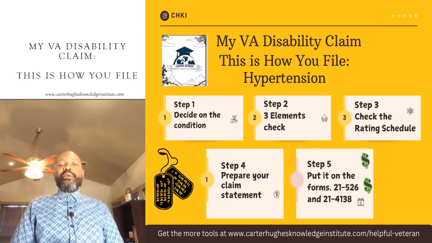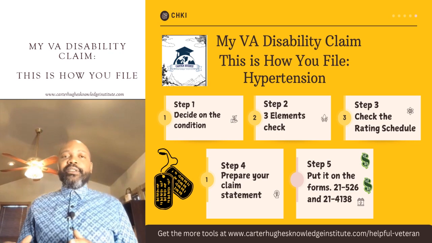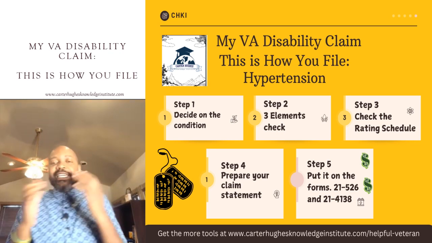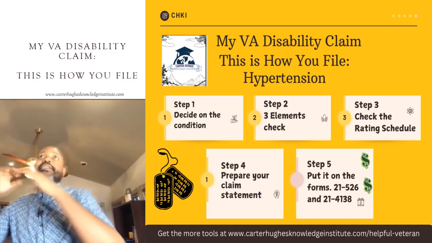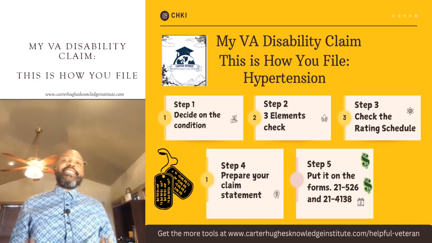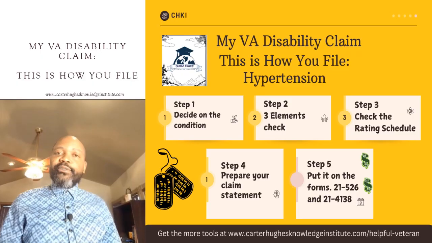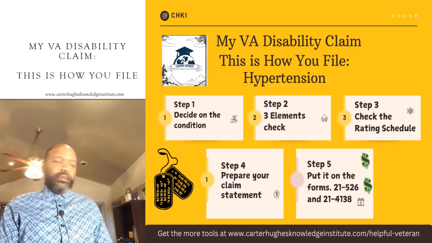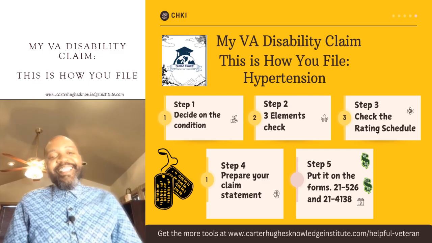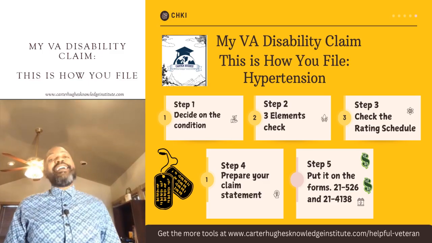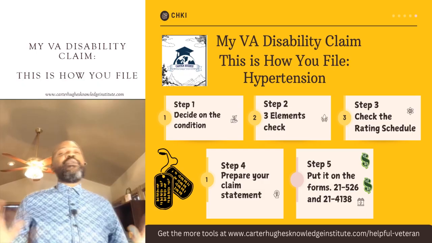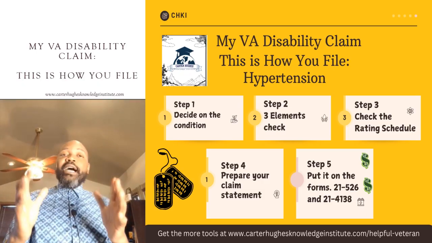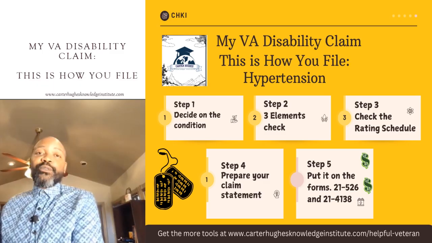And then step number 4, we're going to prepare that claim statement. The claim statement lays it out 1, 2, 3, right? It's like a layup. This claim statement is like filet, right? It makes it easy for you, and very easy for the rater. When they get that claim, they're going to be like, oh, wow, this is nice, right? They go, hey, as long as you got the evidence to back it up, we're good to go, all right? So we're going to show you that claim statement. Then step number 5, we're going to copy, paste it, and then put it on the actual form.